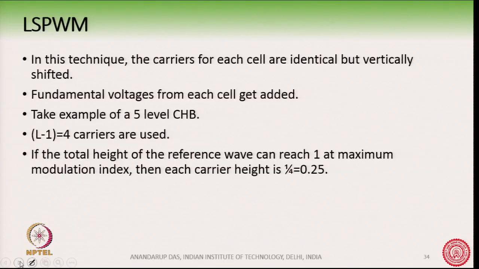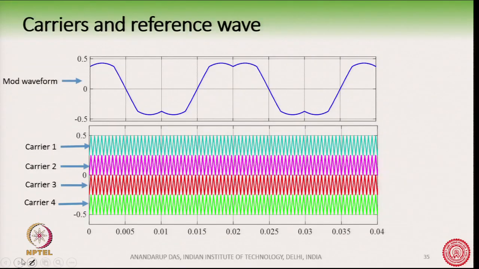Now, let us see the level shift PWM technique. We have covered the phase shift PWM and now we will see the level shift PWM. In level shift PWM, the carriers for each cell are identical. Normally, they are all identical. Some types of LSPWM exist with non-identical carriers, but let us start with all carriers identical, but all vertically shifted from one another.